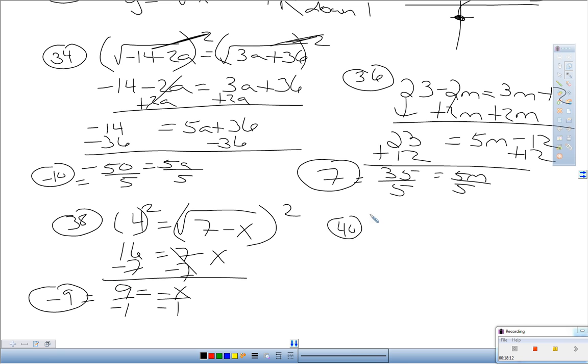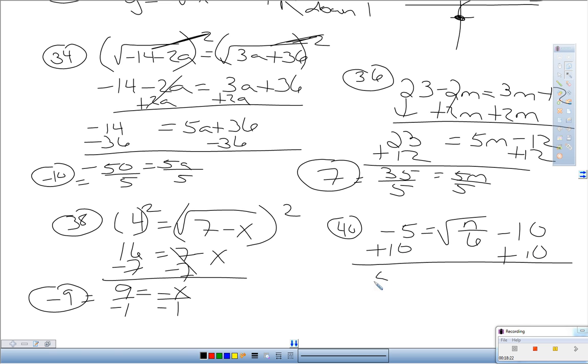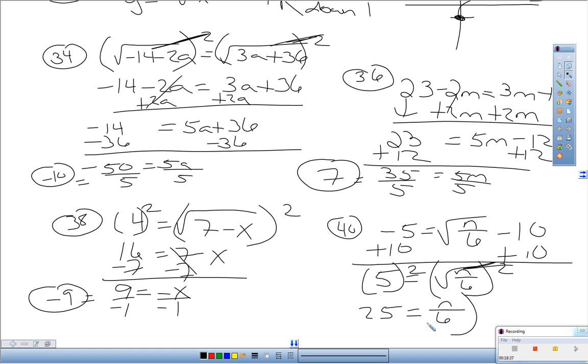For number 40, you've got negative 5 equals the square root of n over 6 minus 10. And so the first thing I'm going to do is add 10. That'll give me 5. And then you can square both sides and watch what happens. You're going to get 25 equals n over 6, because the square roots cancel out. And then just multiply both sides by 6. And that gives me my answer of 150. And so that's the answer for number 40.